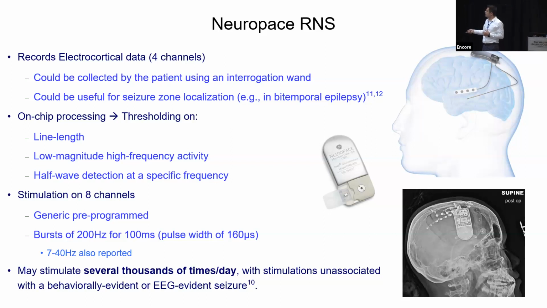Due to this rudimentary detection algorithm, which is basically based on thresholding, you're going to see more sophisticated algorithms later on. Due to this algorithm, they could have a lot of false positives. In a report that is cited here, we see that some patients might have several thousands of stimulations per day that are basically false positives, not related to detection of seizures.